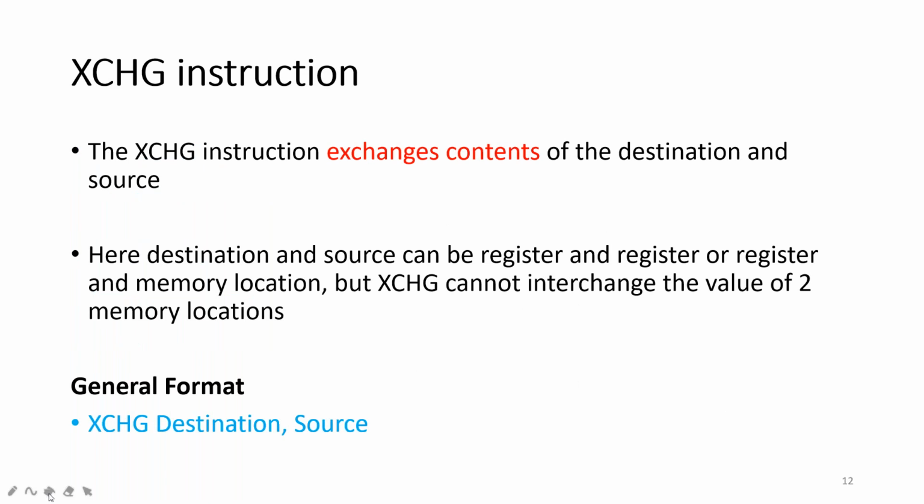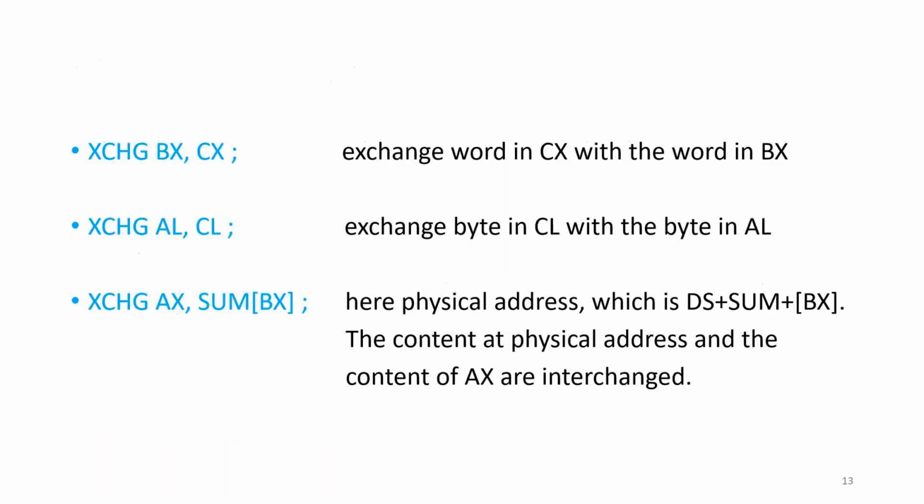Exchange operation. The general format is XCHG destination comma source. This exchanges the content between the source and the destination. A few examples for exchange: Ax, Cx, Al, Cl, Ax, sum of Bx.